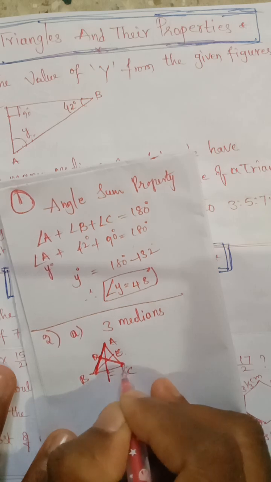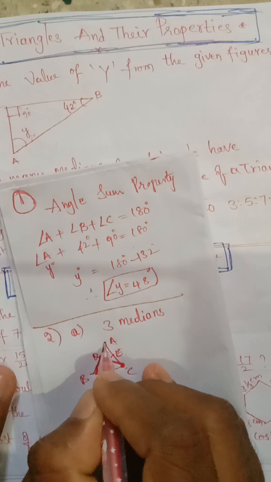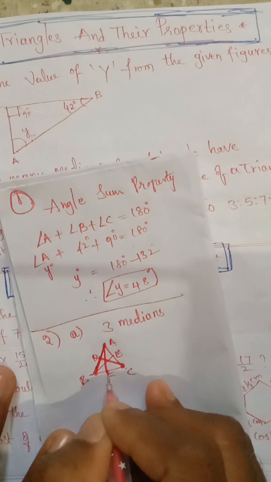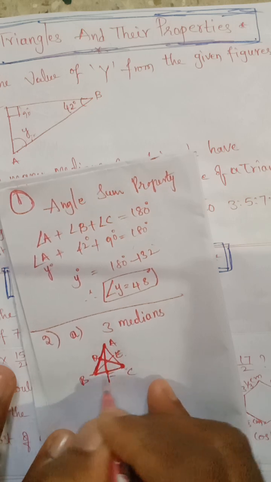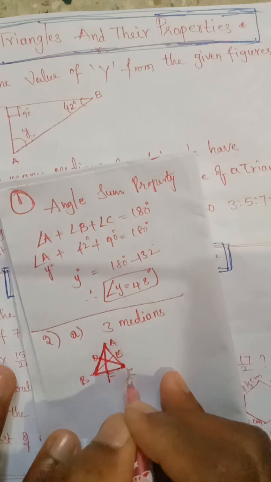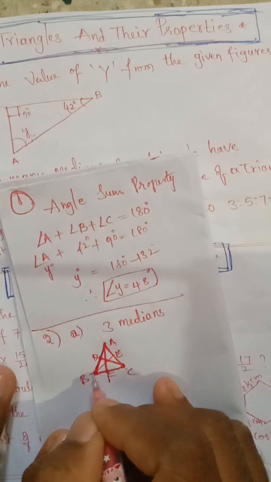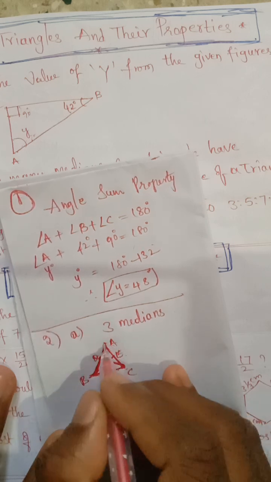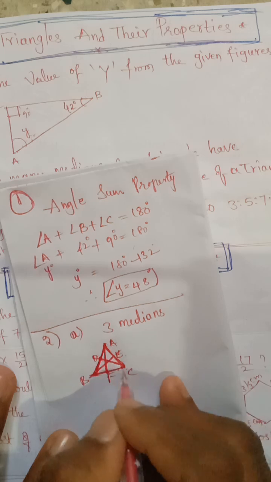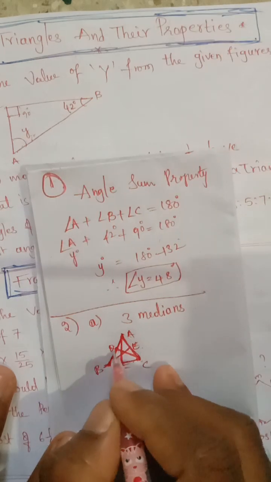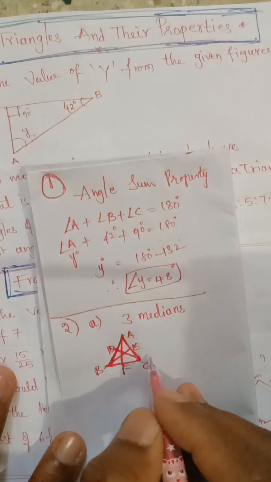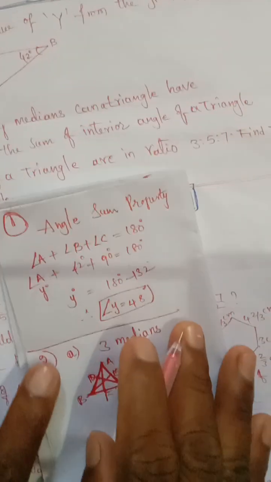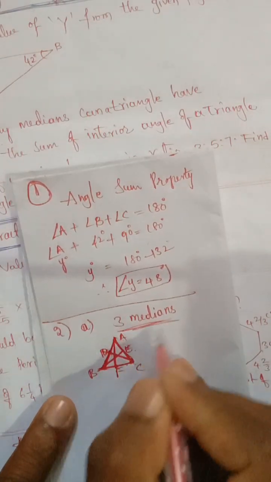C is a vertex; A, B, C are the vertices. So AF is the median to the side BC. Next, AC is a side, and B is the opposite vertex, so BE is also a median, and CD is also one of the medians. So we can draw only 3 medians in one triangle.